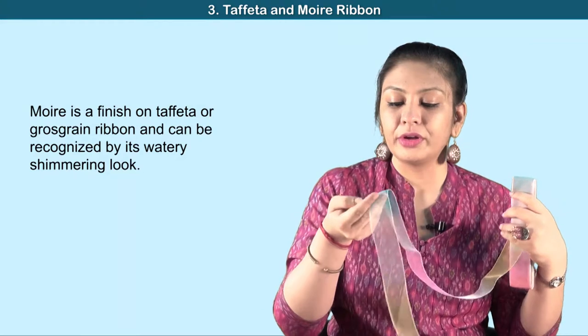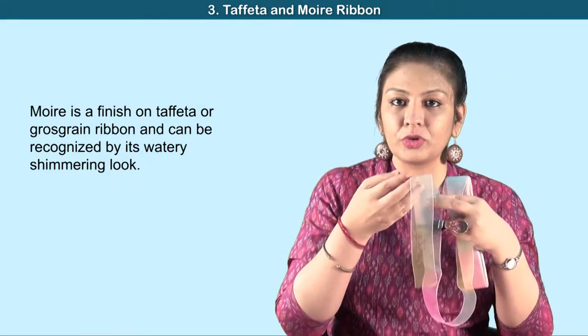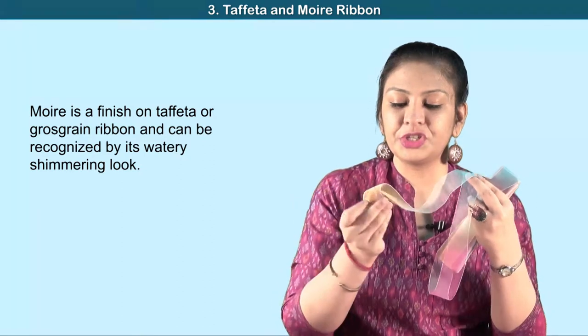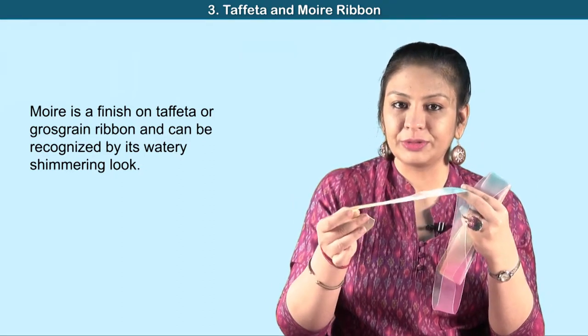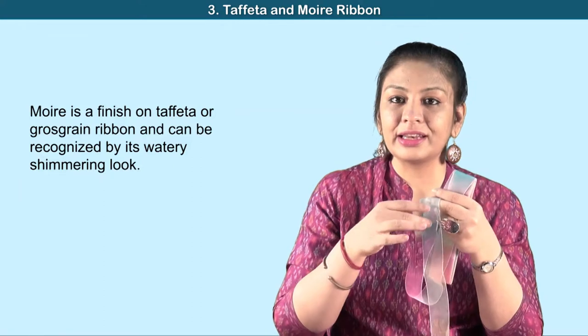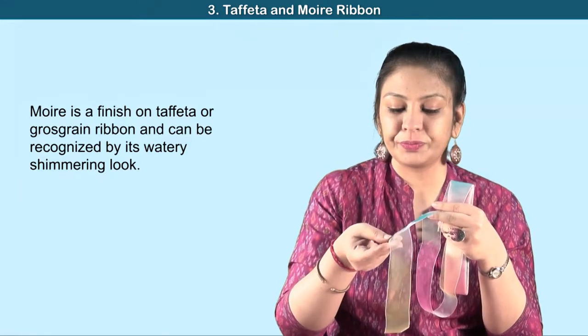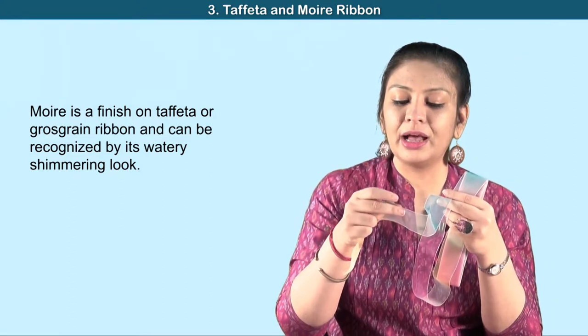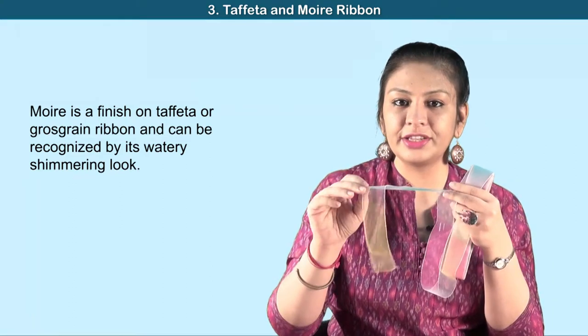What is mohair? Mohair is a type of post-processing on a fabric. It gives a shimmery, watery look and it can be recognized by this type of finish. Usually, mohair ribbons come with a thin reinforced edge such as this.